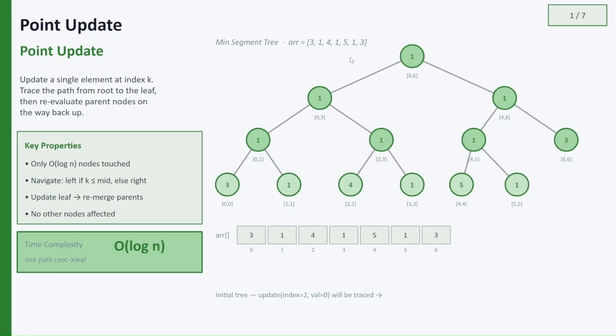The goal is simple. We want to change a single element at index k to a new value. The key insight is that we don't rebuild the whole tree. Instead, we trace one path from the root down to that leaf, update it, then re-merge the parent nodes on the way back up. This way, only log n number of nodes are touched, which is why the time complexity is also order of log n.